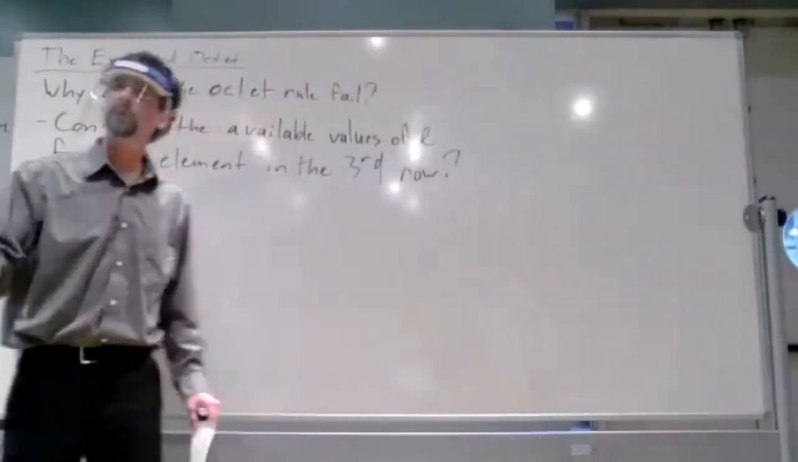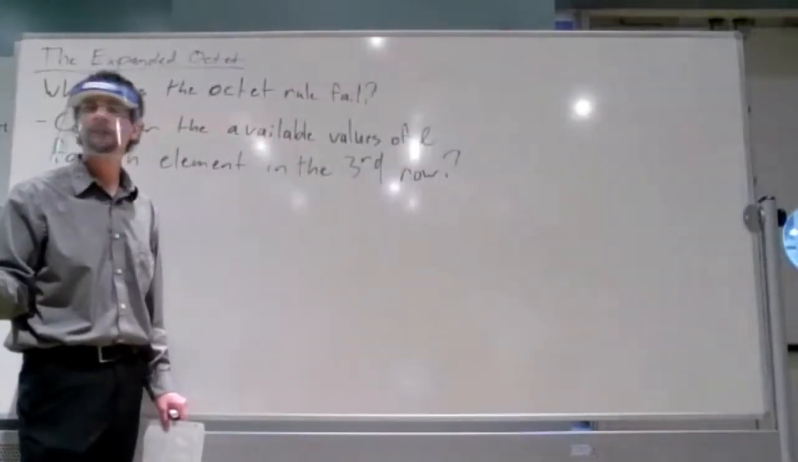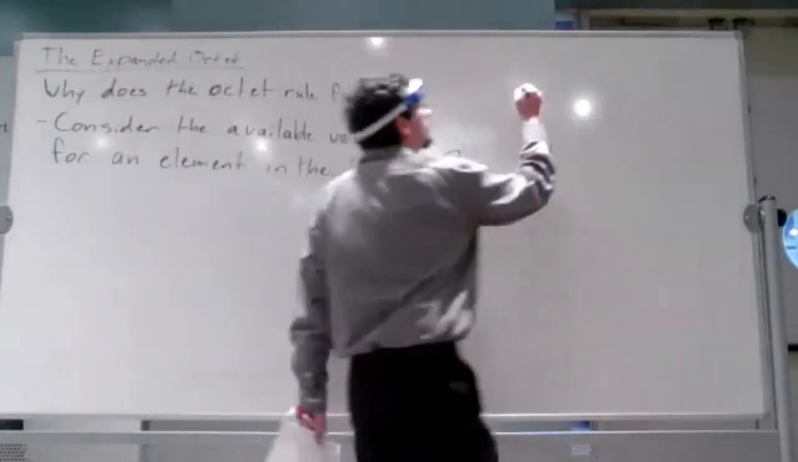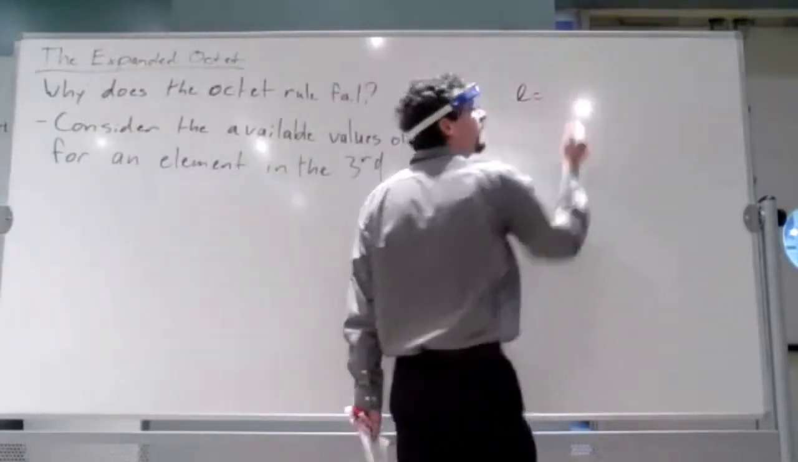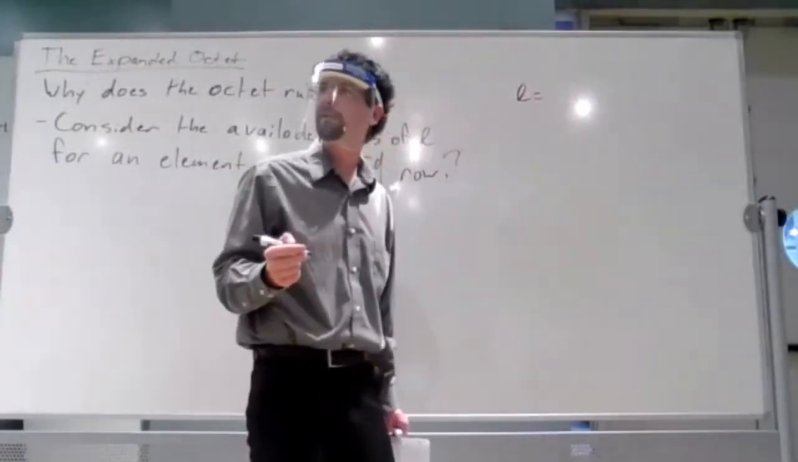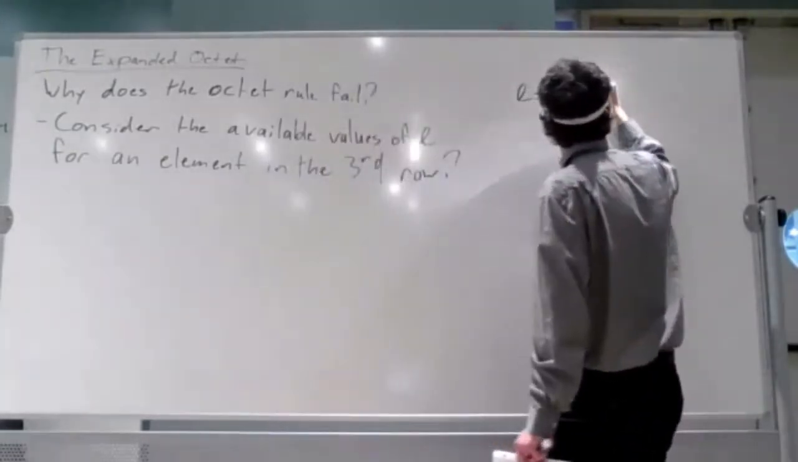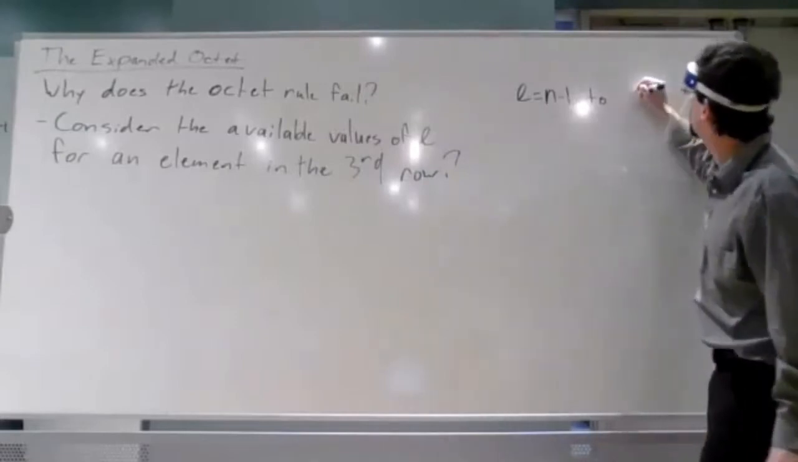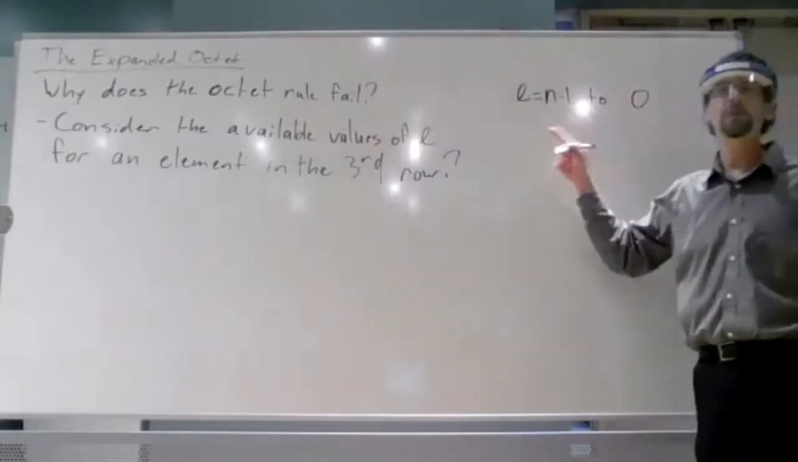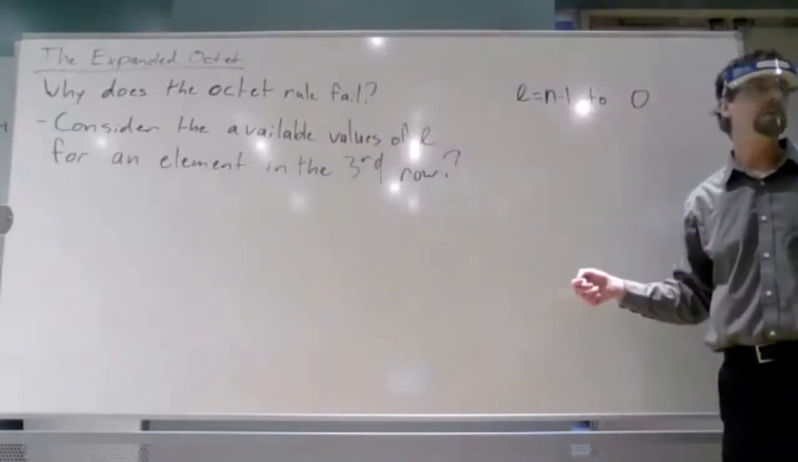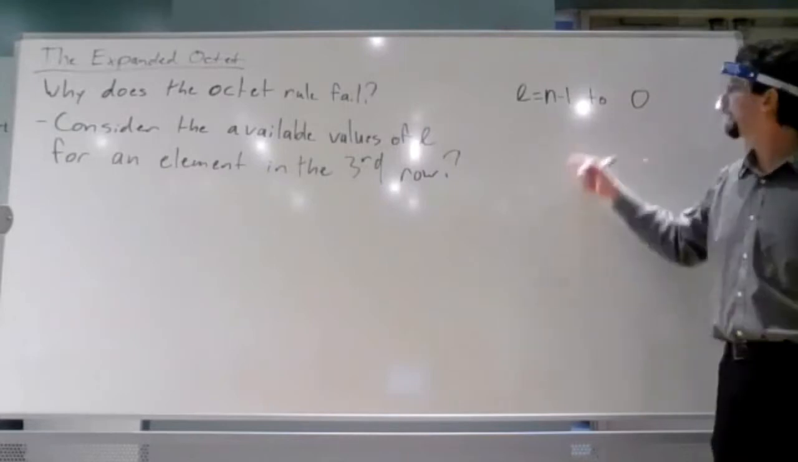So what was the rule to figure out L? Or what are the possible values of L that you could have? n minus 1. Yep, n minus 1 to what? 0. Yeah, could have any of those values. So what do we have to know to find the possible values of L? Yeah, we've got to know n.